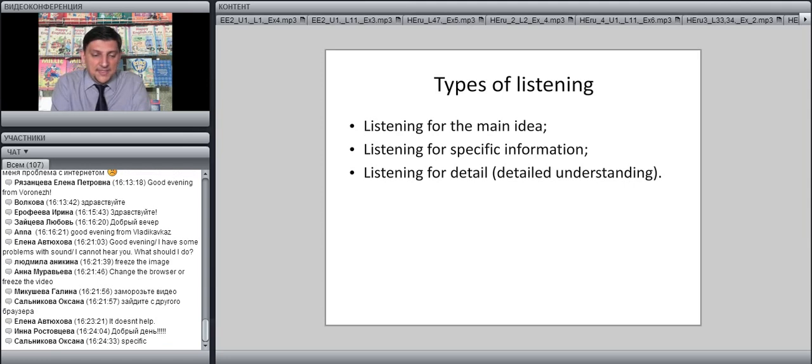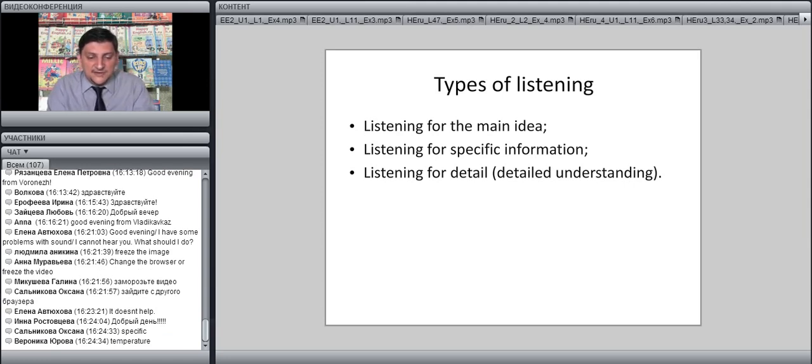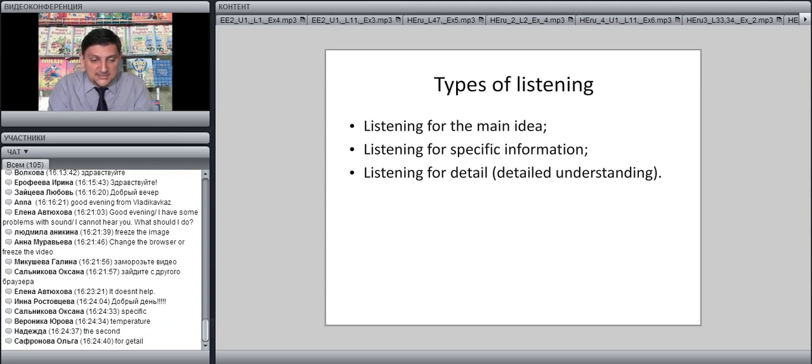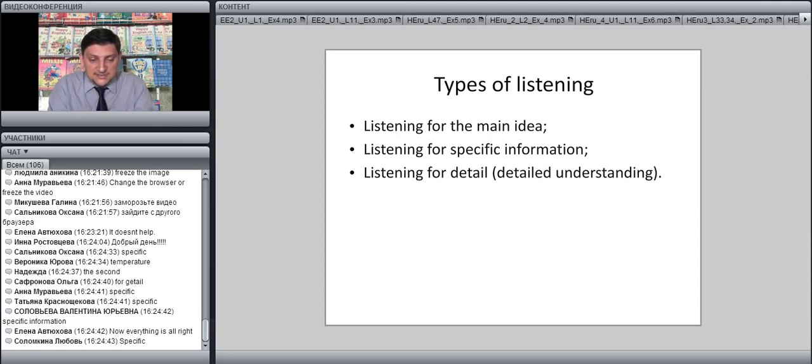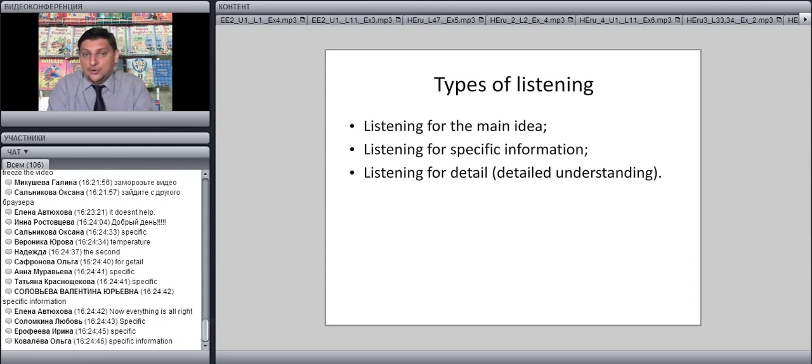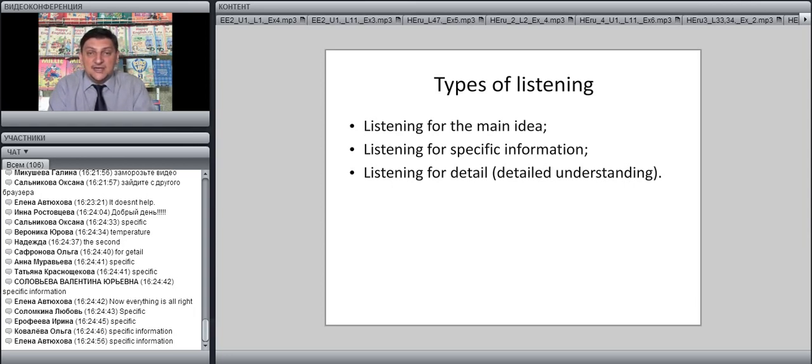So, yes, as Oksana Salnikova was the first to write, when you listen to the weather forecast, it's listening for specific information. Veronika says, you listen for the temperature. That's right. You listen whether it's going to rain or not. You listen to whether you're going to have, for example, ice, black ice on the roads, snow or whatever. You don't need to understand every single detail, even though this is a very short text.